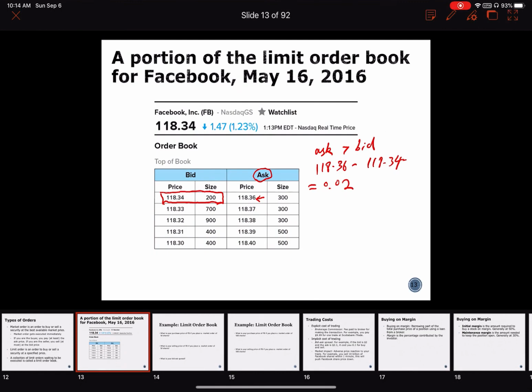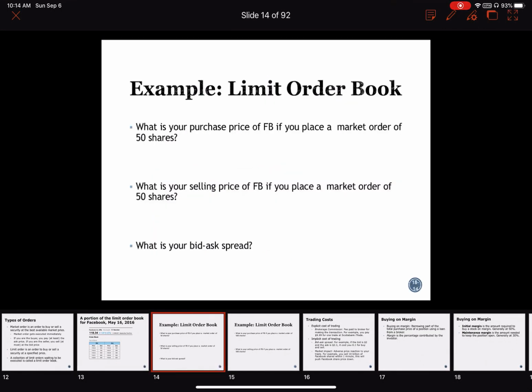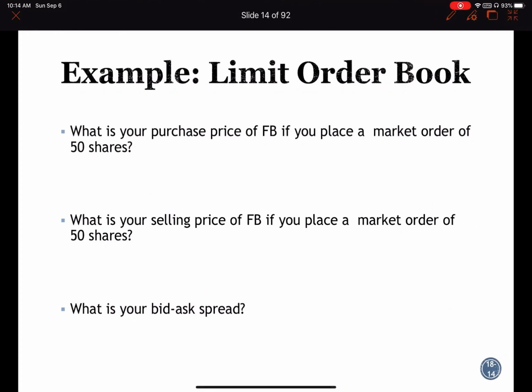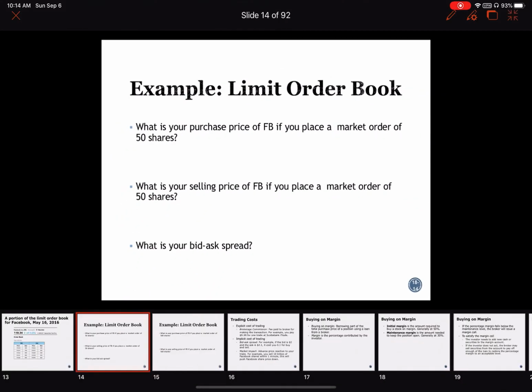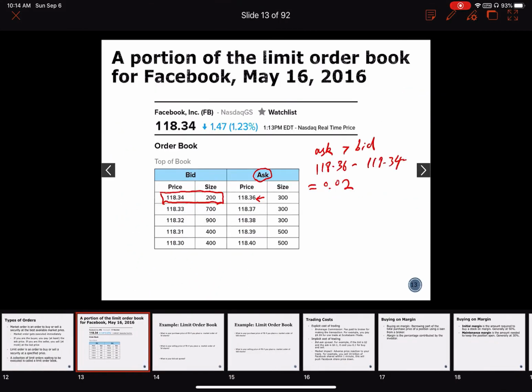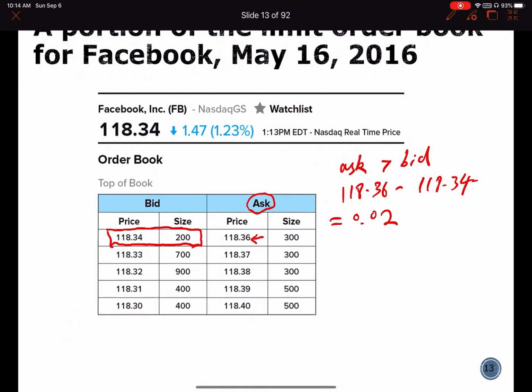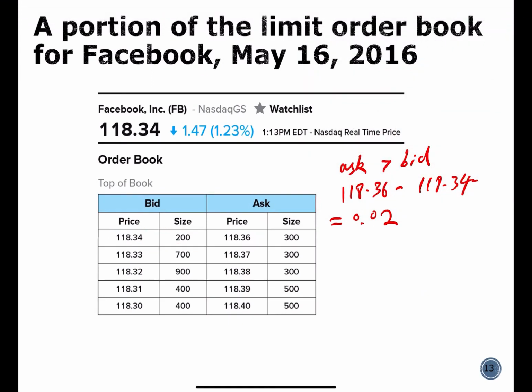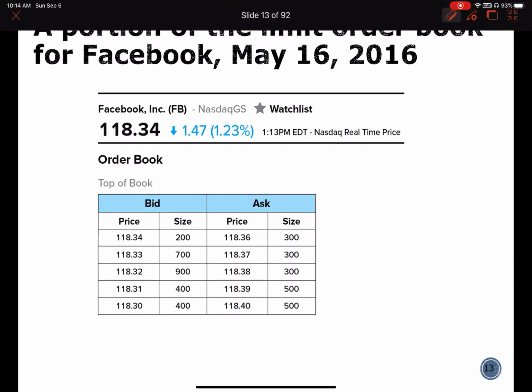Now, based on this limit order book, let's solve this example. The first question is, what is your purchase price of Facebook if you place a market order of 50 shares? Now let's move back to this table and think about this question. Now, remember, you place this market order to buy 50 shares.